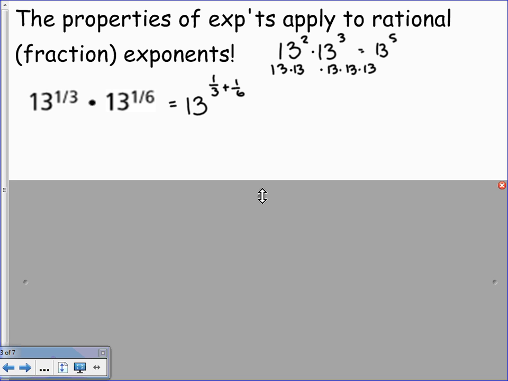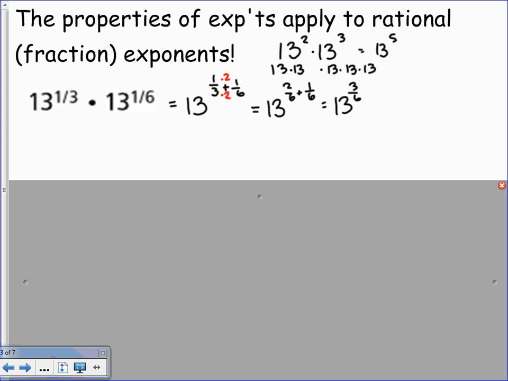So I'm expecting you to go all the way back to elementary school when you learned to work with fractions. What do you need to be able to add and subtract fractions? Yeah, you need to have the same denominator. What's a good common denominator for 3 and 6? I would say 6. Yeah, you do the least amount of work. So we could multiply this 1/3 by 2/2, and that would really make it 2/6. So it's 13 to the 2/6 plus 1/6, and then that's 13 to the 3/6.